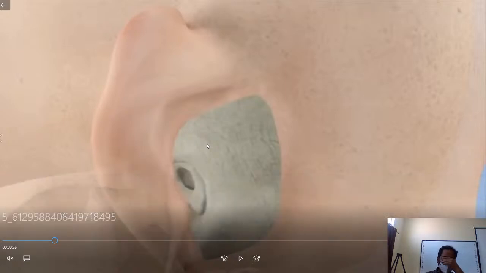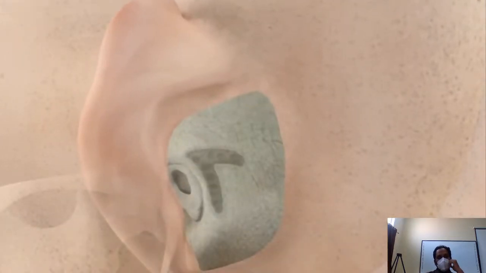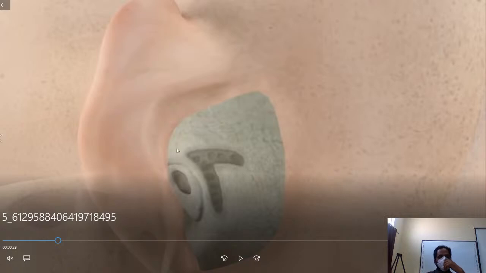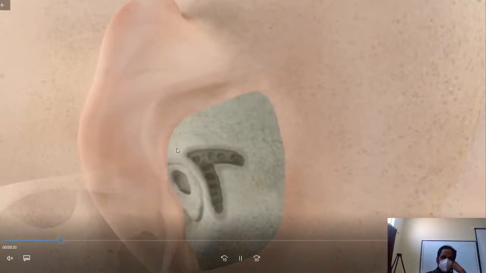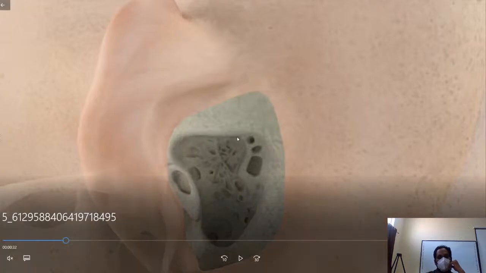So this mastoid bone is infected. So what do you need to do? The mastoid air cells should be exenterated. You have to remove all the air cells to look for any mucosal disease or any cholesteatoma or anything. So you have to drill this. So see, this is the mastoid.